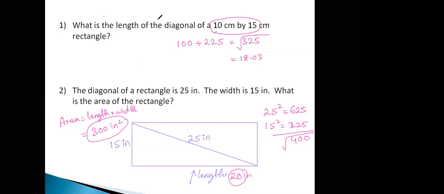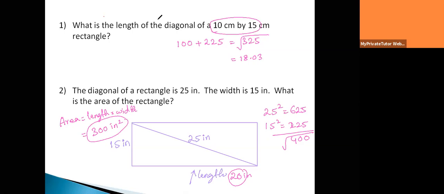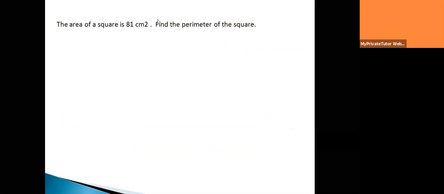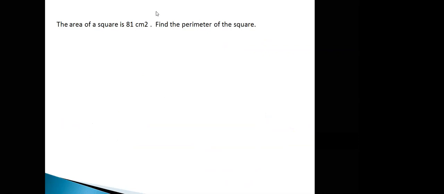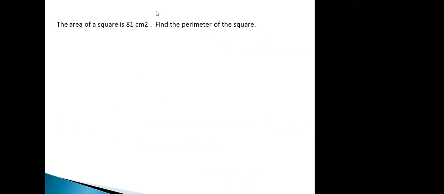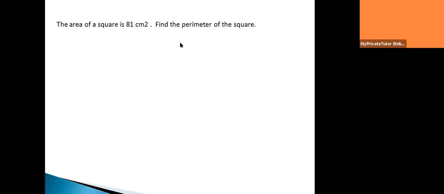I do have one more set of questions if you guys want to try. The area is 81 square centimeters. Find the perimeter. Just don't think about the question. It's not a difficult one. You just need to start it. Once you start, you will get an idea. So just draw a square first. What is the formula for finding the area of a square, guys?